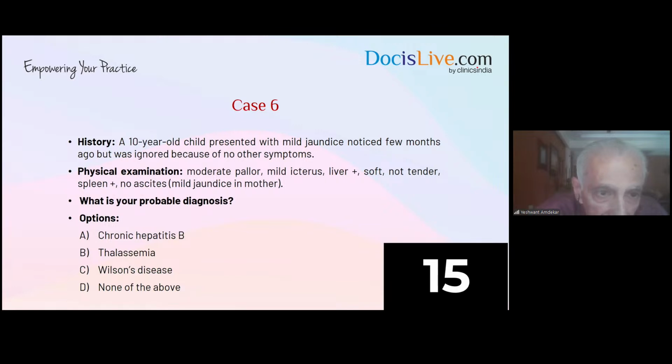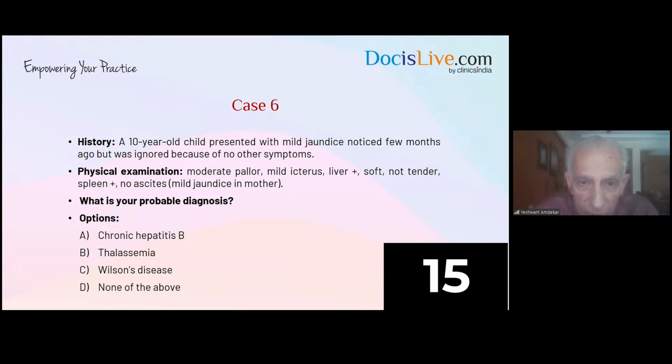The next slide is again a child who presented with mild jaundice, noticed few months ago, but was ignored because there were no other symptoms. Imagine this 10-year-old child has only one symptom of jaundice, but he has no other symptoms whatsoever. He has a moderate pallor. He has got a mild icterus.